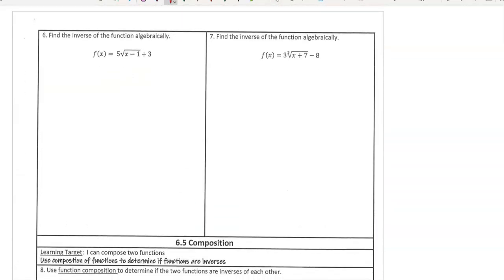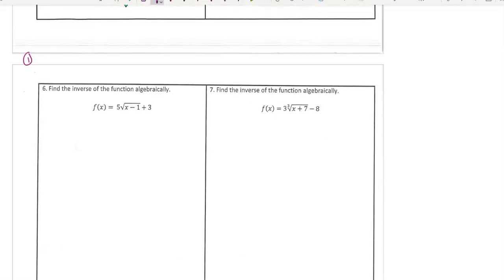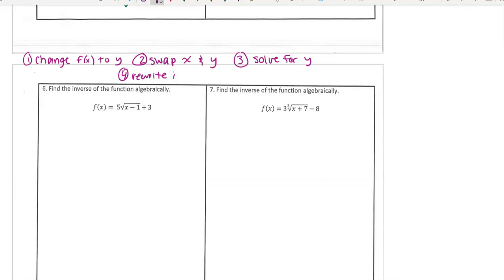All right, next page. Find the inverse of the function algebraically. All right, so when we solve for inverse algebraically, our first step is to change f of x to y. Step 2, swap x and y. Step 3, solve for y. And step 4, rewrite with inverse notation.